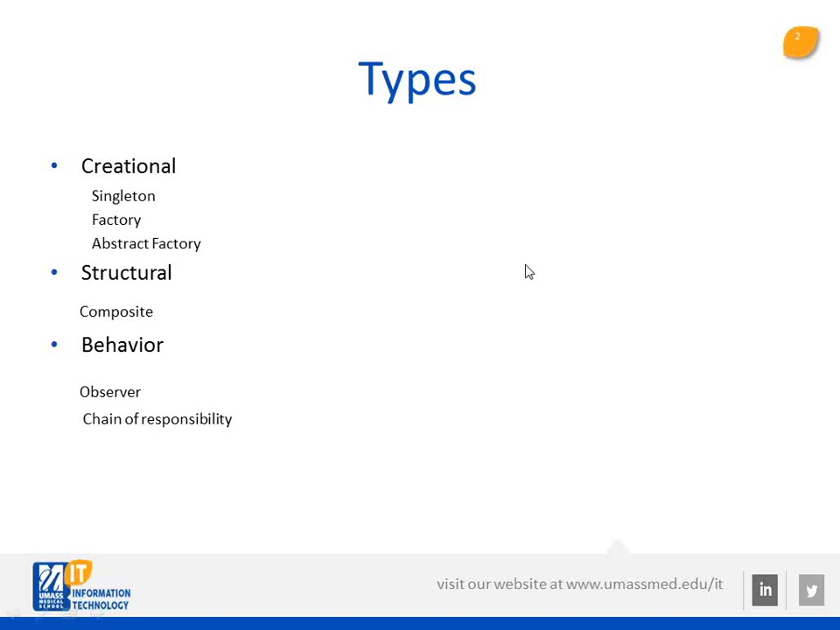Actually, design patterns are divided into three types. One is creational design patterns, and the others are structural and behavioral. Under the creational design patterns, we are going to talk about how to create objects. The heavily used design patterns are singleton, factory, and abstract factory.